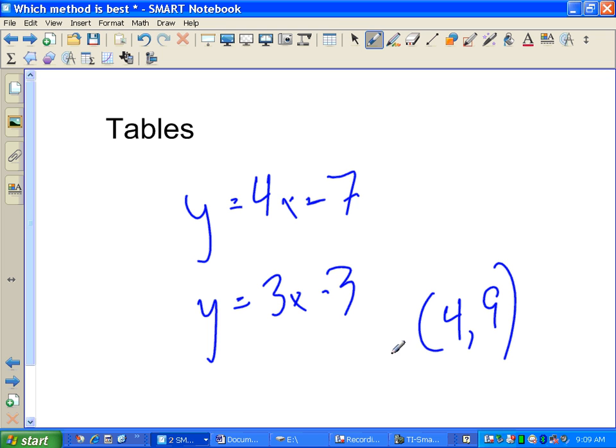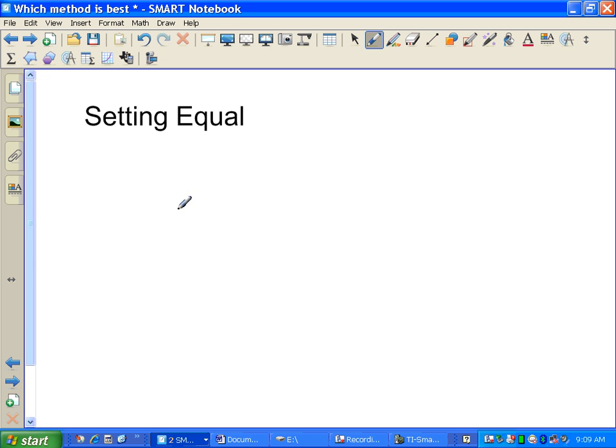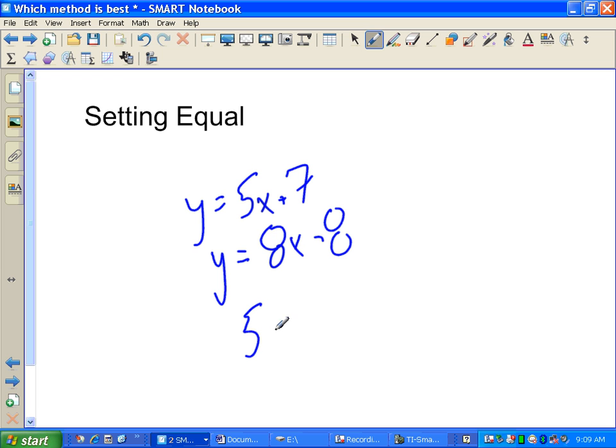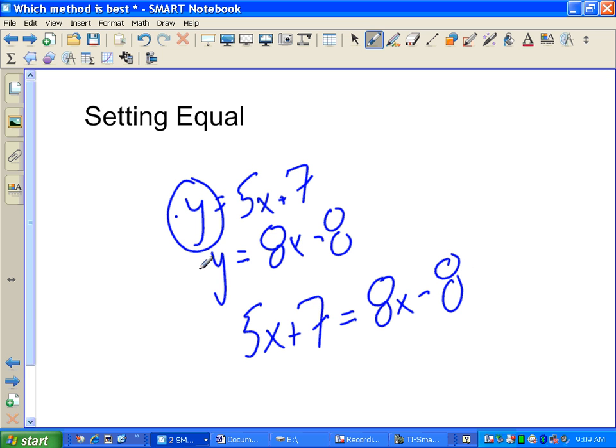All right, so that's the easy way to do it. Use the calculator. If you've got a calculator, technology, they're in standard or in the slope-intercept form. Life is good. Setting equal, same sort of thing. This is another one from Math 1 that we saw a couple problems like y equals 8x minus 8. Set them equal. Say 5x plus 7 is equal to 8x minus 8. So this y is equal to that y. So we make them, that's y and that's y.